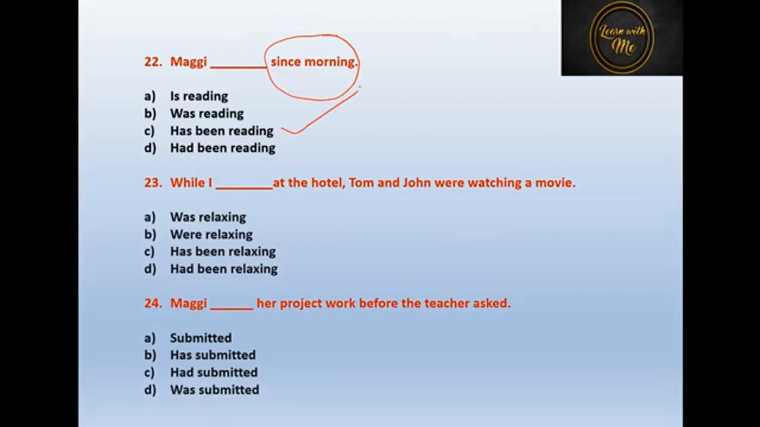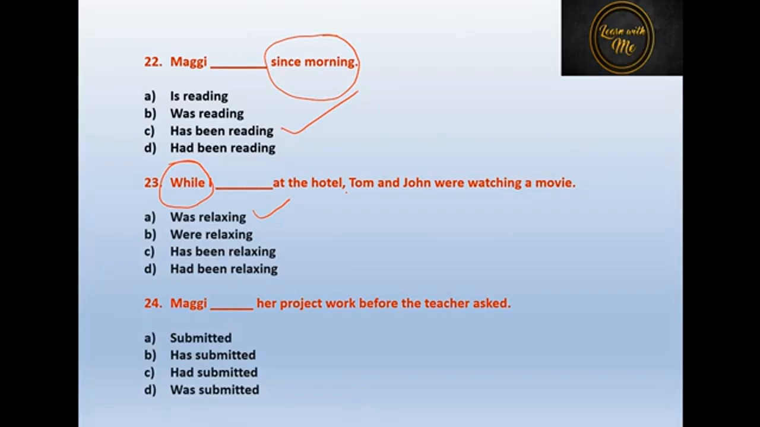Question number 23. While I blank at the hotel, Tom and John were watching a movie. So this is also in past continuous. While I was relaxing at the hotel, Tom and John were watching a movie. I have told you the keywords like when, while will generally appear in past continuous tenses.